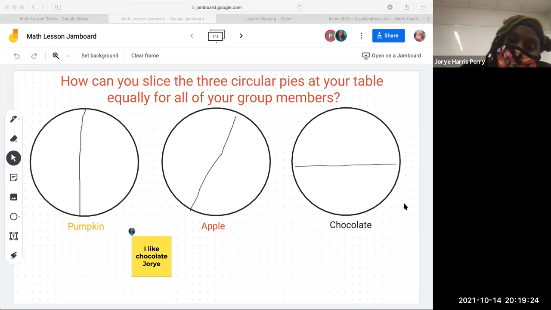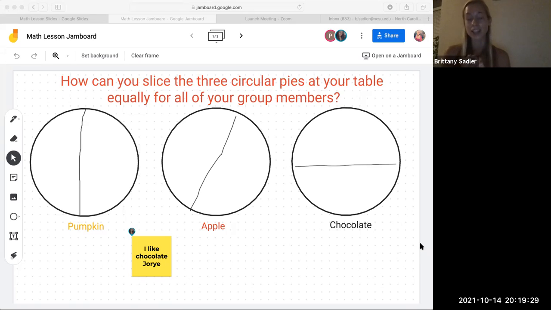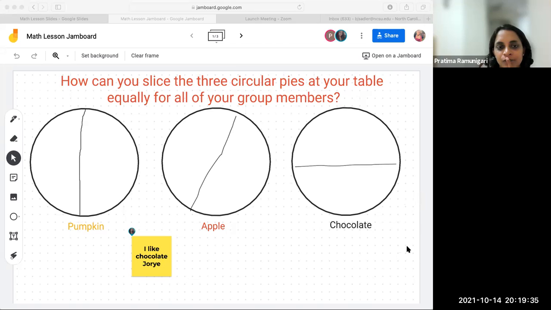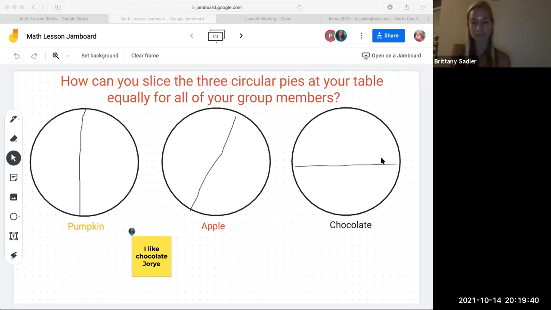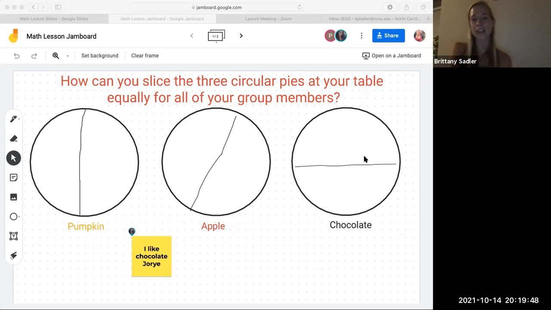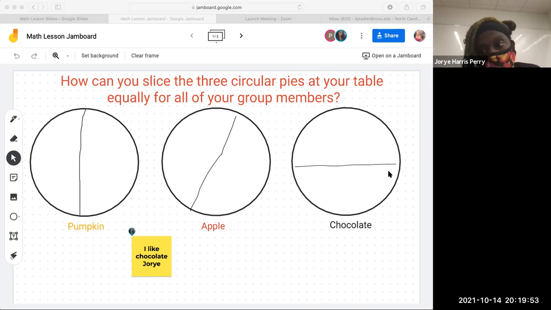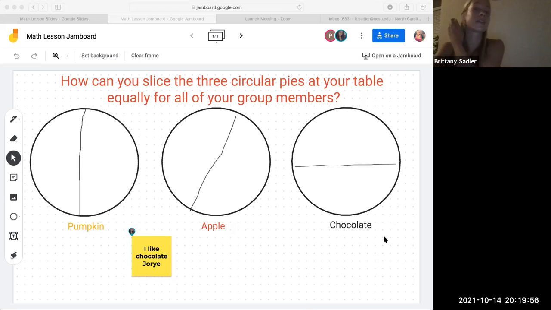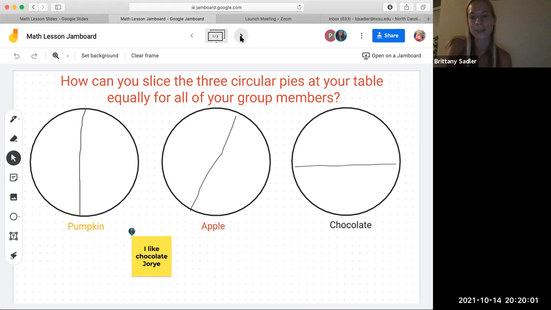Okay. I like chocolate. There we go. So we have 1 slice of chocolate that's spoken for. I like chocolate too. Okay. 2 slices of chocolate. And 1 slice of an apple. Great. Jory, what's your second slice going to be? I think I'm gonna go with apple. Okay, so 2 slices of apple and 2 slices of chocolate. Great job, y'all. That's super helpful to me.